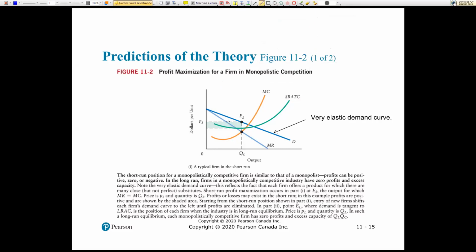But still, to the extent that you have some control over your price and the demand is still a bit negatively sloped, this is what you observe. So you're able to set the price such that the marginal revenue equals the marginal cost, and you have this small markup over the marginal cost.